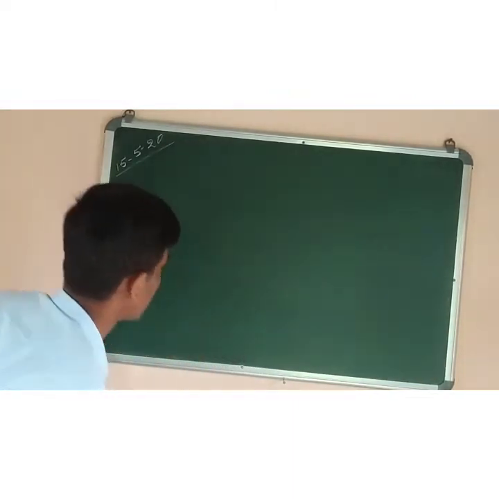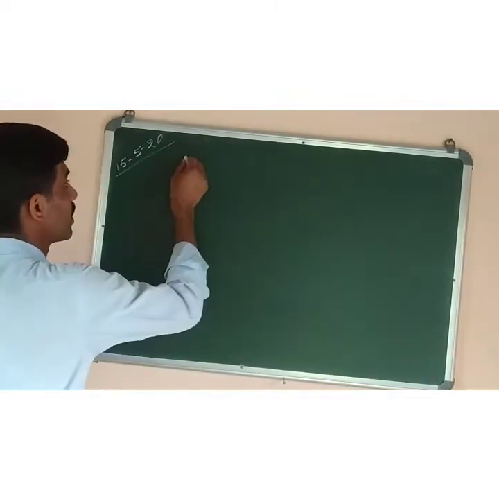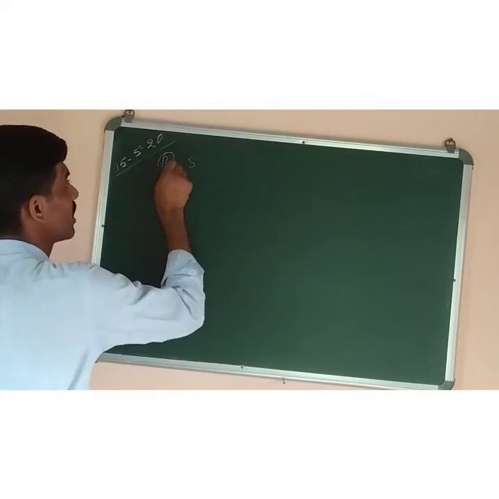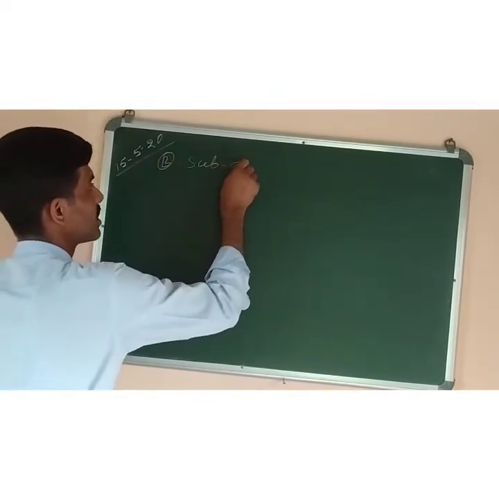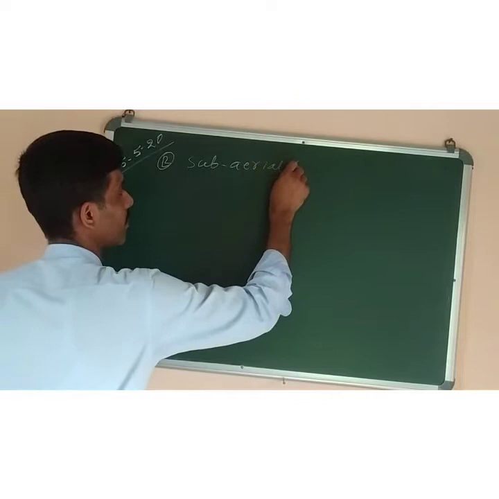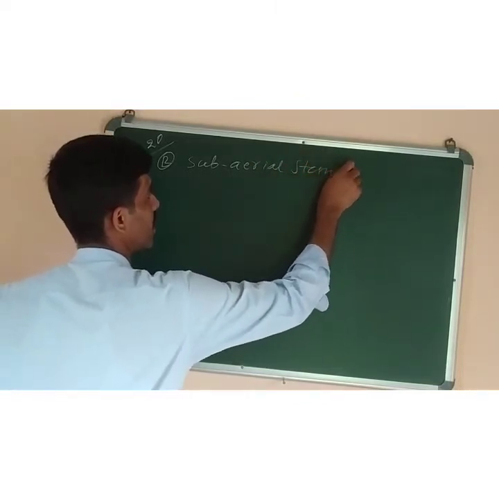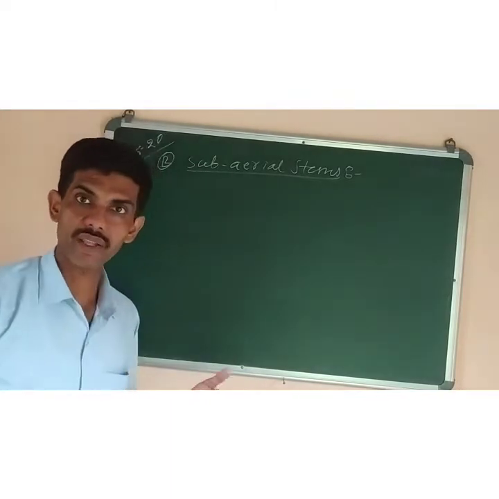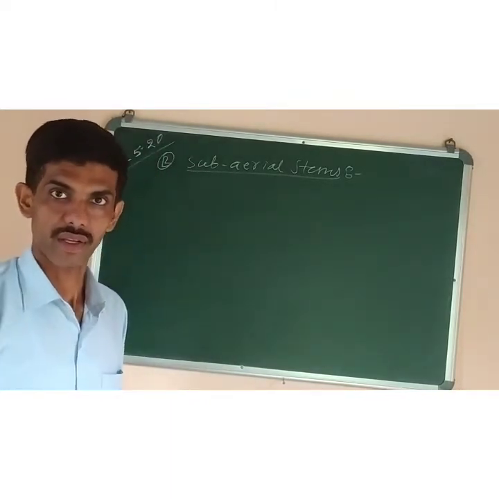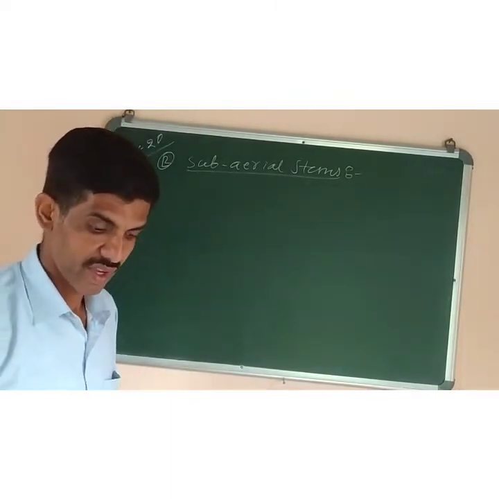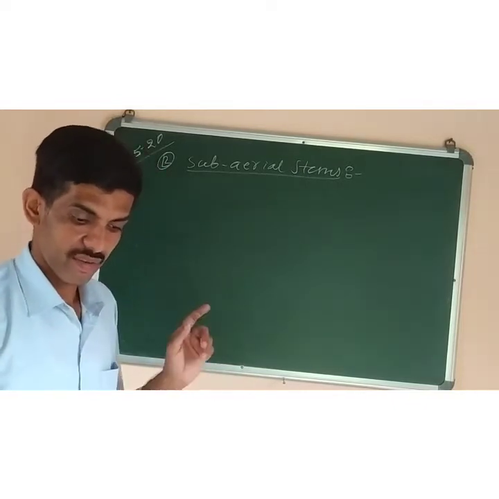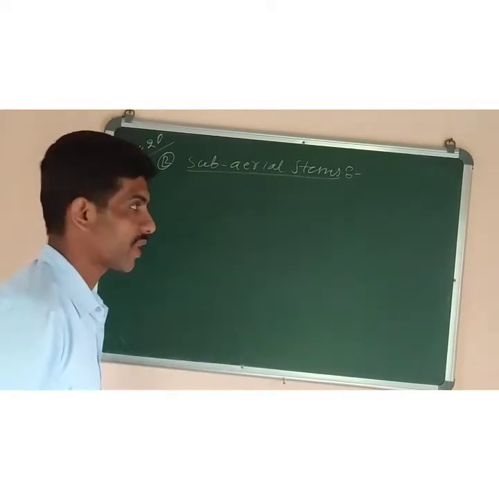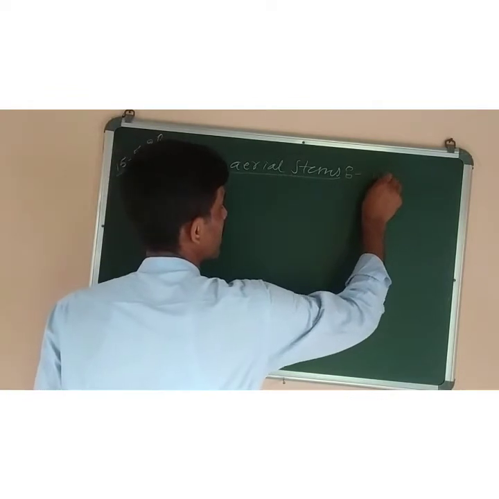Okay, subaerial. Earlier it was underground stem. Now the next one is number B, you can write subaerial stem. What is the meaning of subaerial? Aerial, you know, means in the air. Subaerial means half part is in the air, the remaining half is in the ground. So the subaerial stem consists of several plants which help in vegetative propagation. They also help in vegetative propagation.